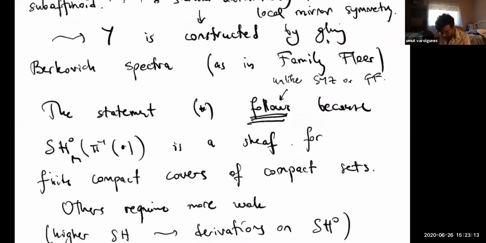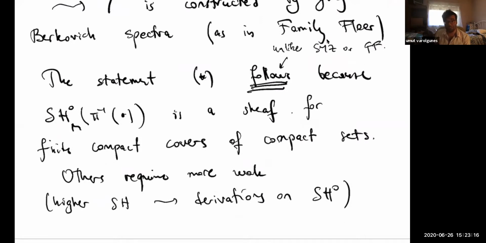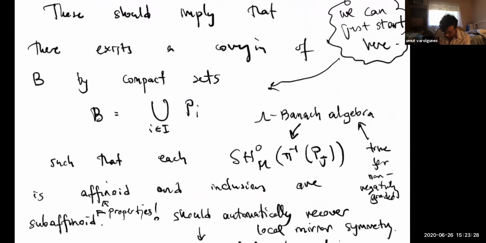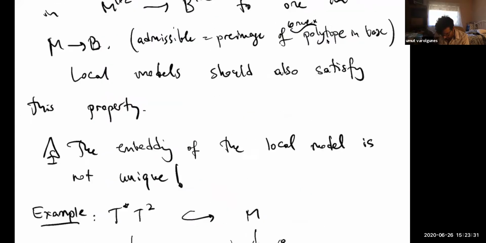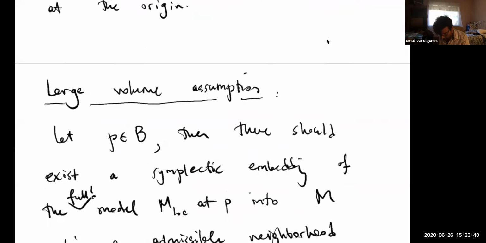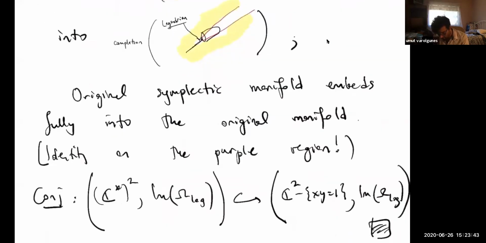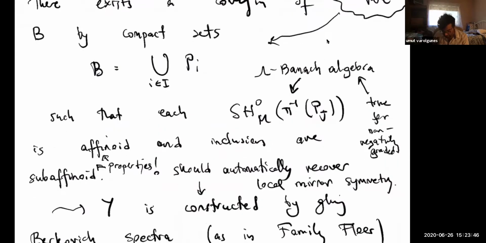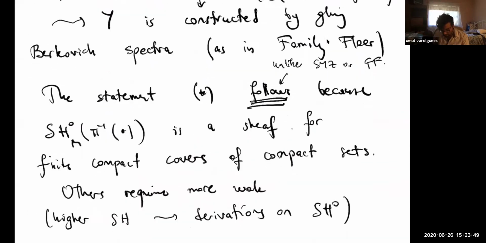Okay, but now what I want to point out is that after you have finished this construction, something immediately follows without doing any more work. This statement star was the statement that the global SH is isomorphic to entire functions on the mirror. Because of the sheaf property that this SH0 satisfies in the non-negatively graded case, which we are in, this statement that the global invariants match for just degree 0 is immediate.